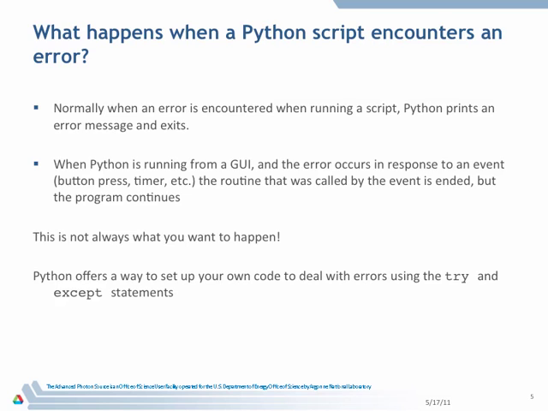And if you hit an error, by default, when you're running in a GUI, it will run through the script that you've given it to respond to, for example, that button, and it will stop when it hits the error, and then it'll just go back to waiting for more events.